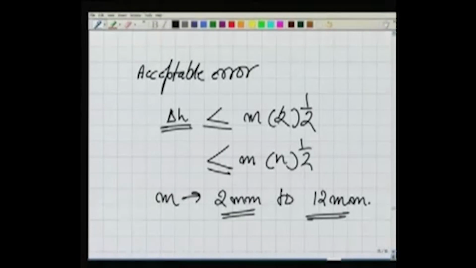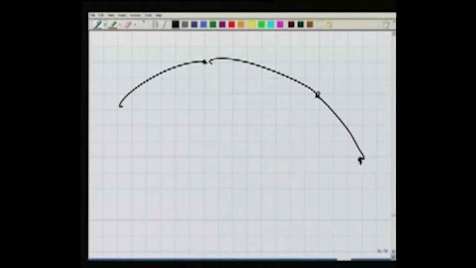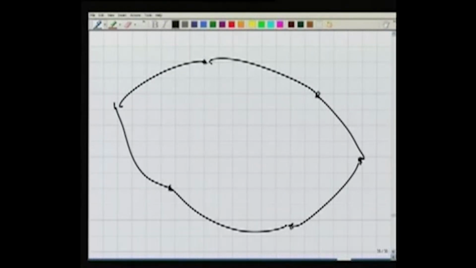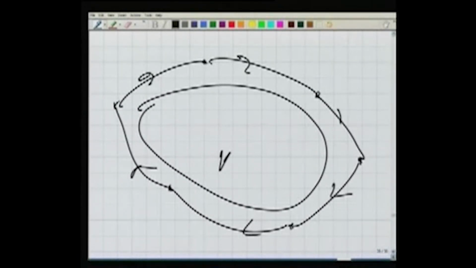K is starting from a point, going to another point, and finally closing our level. This is how we have closed the level. What is the total distance in kilometer? That is K in this formula.